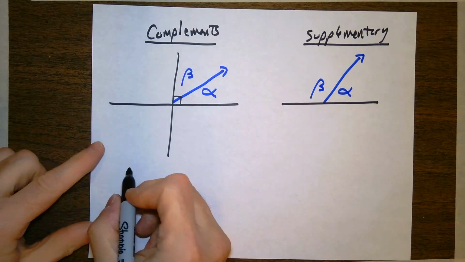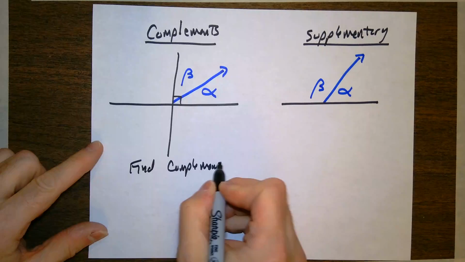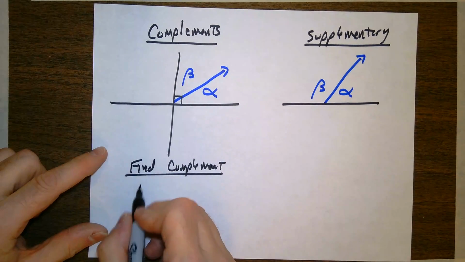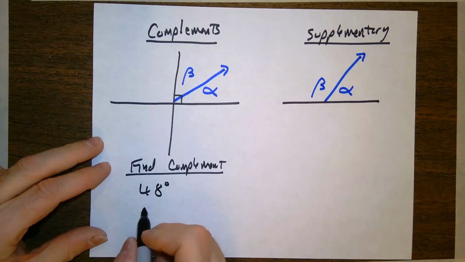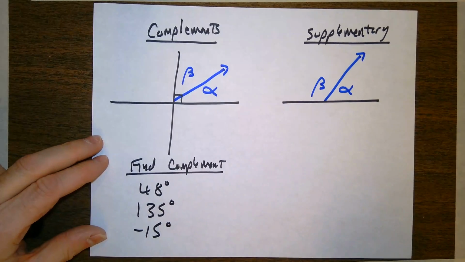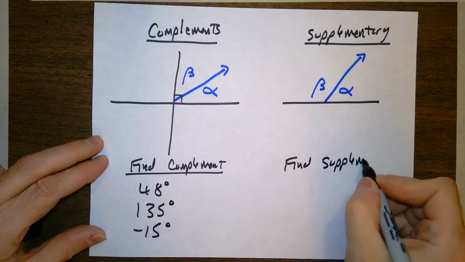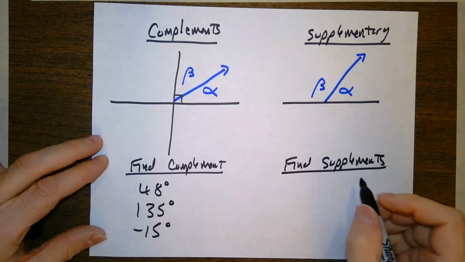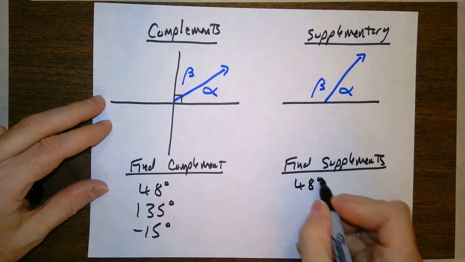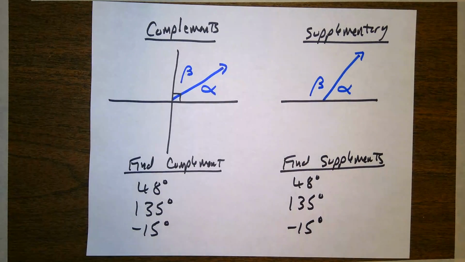So here I want to find complements. Find the complement of the following angles: 48 degrees, 135 degrees, and negative 15 degrees. And then we're going to find supplements. I want you to find the supplements of the following angles. Same angles: 48 degrees, 135 degrees, and negative 15 degrees.